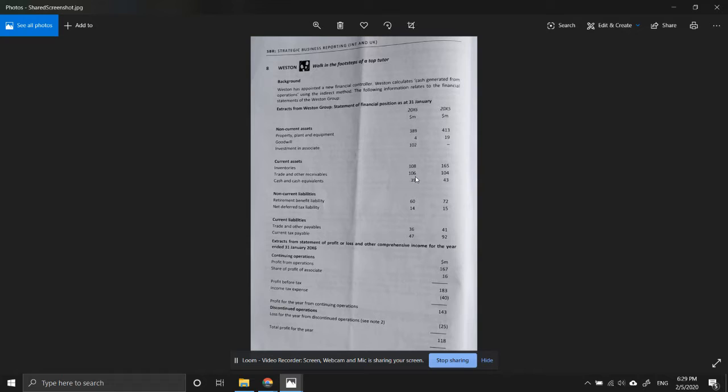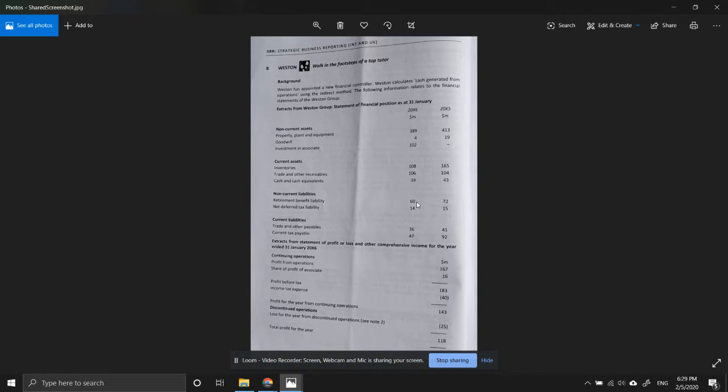Then trade and other receivables, same thing. We need to watch out for addition and disposal. And then cash and cash equivalents. If there is a disposal, we need to look out for this as well. And the cash has decreased, right?